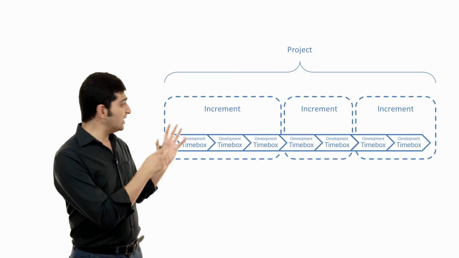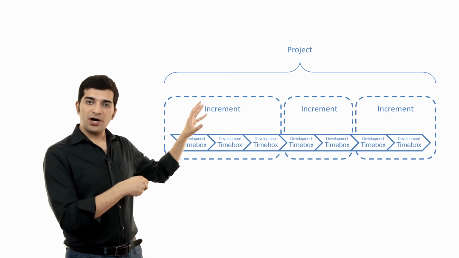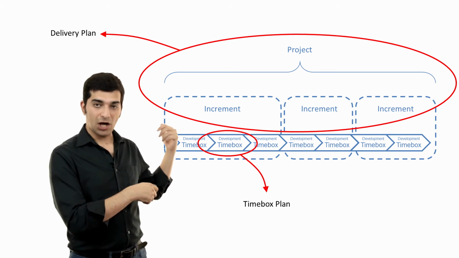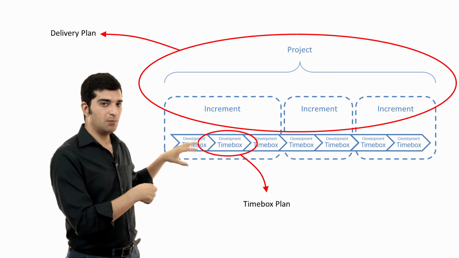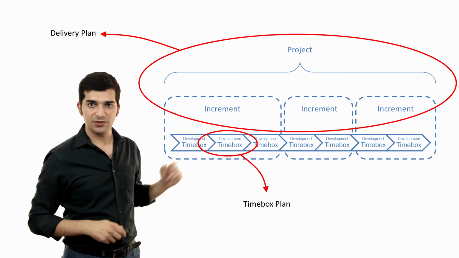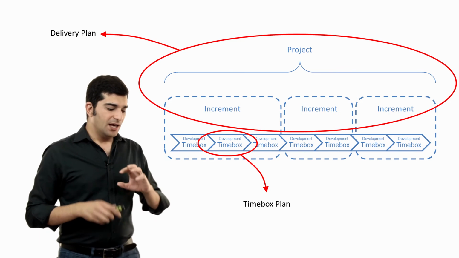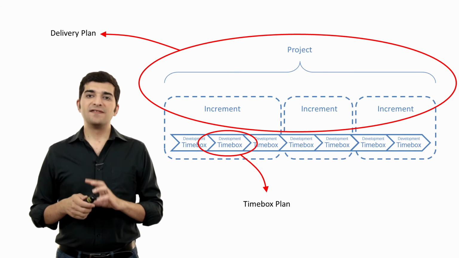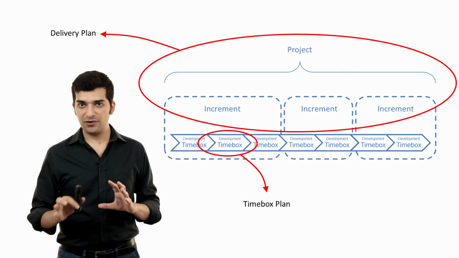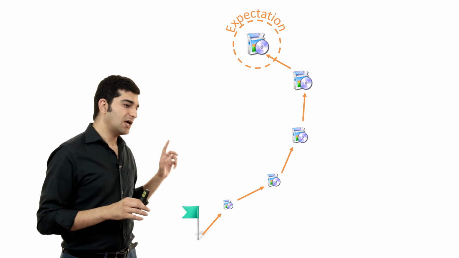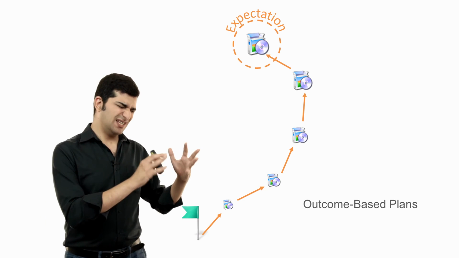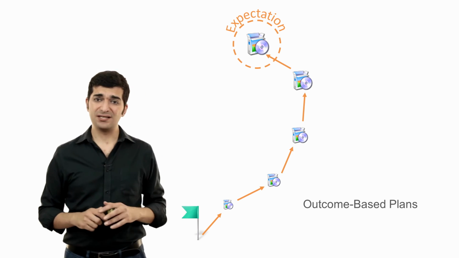All right, so here, our whole project and the increments are planned in our delivery plan, the high-level plan. And then our time boxes, development time boxes, are planned with the time box plan, obviously. We should remember that our plans in DSDM, as well as every other Agile system, must be outcome-based instead of product-based, or instead of work activity-based.